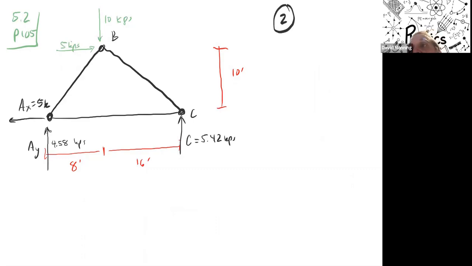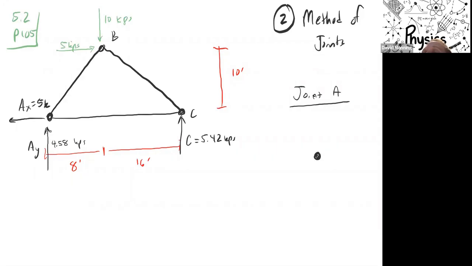Step 2 is to do the method of joints at each joint. The way you do that is you just isolate the joint. So you say joint A, and you draw joint A, and you draw all the forces acting at joint A. So we have 5 going this way. We have 4.58 coming up. We have AB, and we have AC.